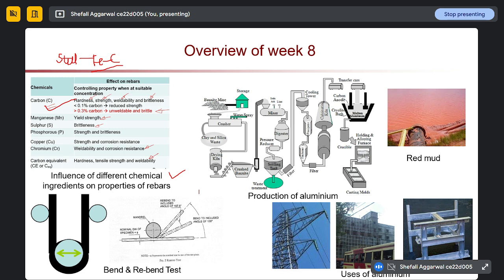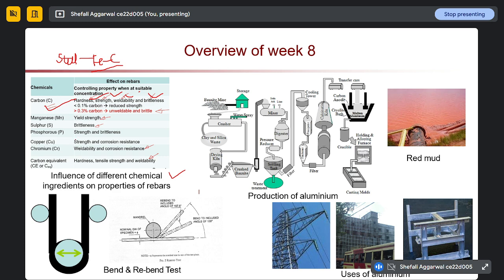It is providing hardness, strength, weldability and brittleness. If you have less than 0.1 carbon, it will reduce the strength, and if you have more than 0.3 carbon, it will make the steel more brittle. So generally our carbon limit should be between 0.1 and 0.3.